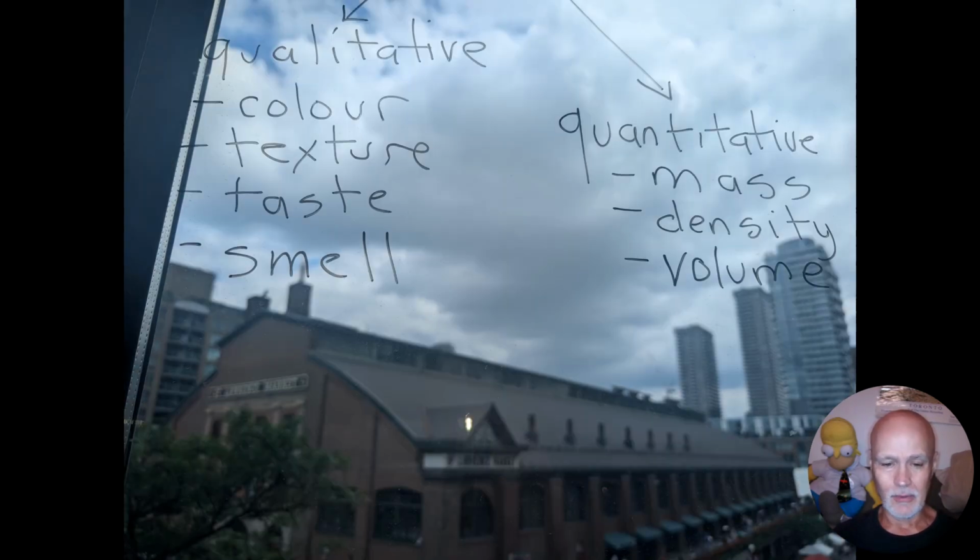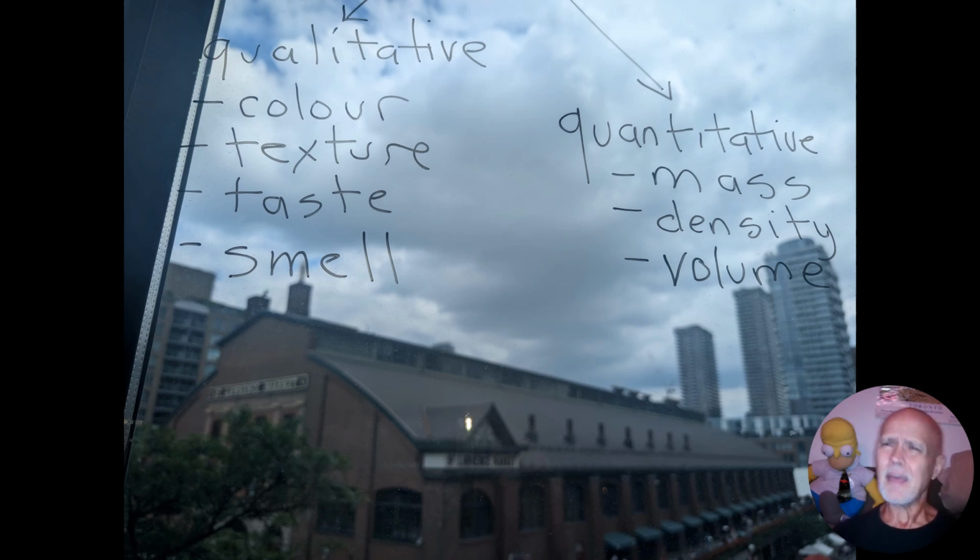So for example, color, texture, taste, smell, these are all qualitative. Quantitative: mass, density, volume. You'll notice there's a unit for each of those things. So the quality and the quantity of physical properties.